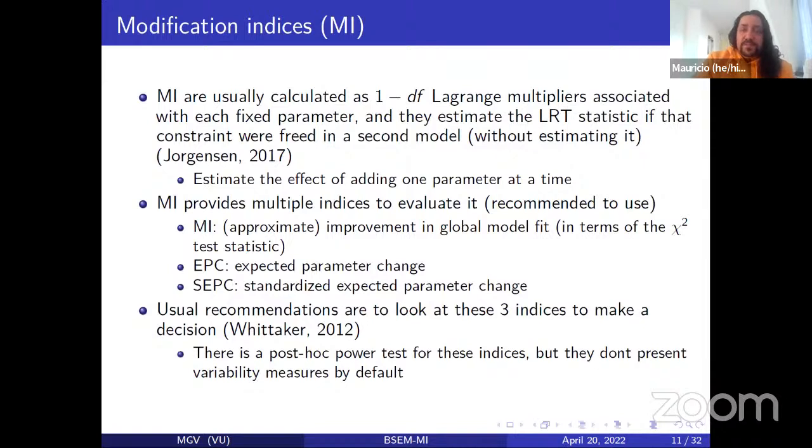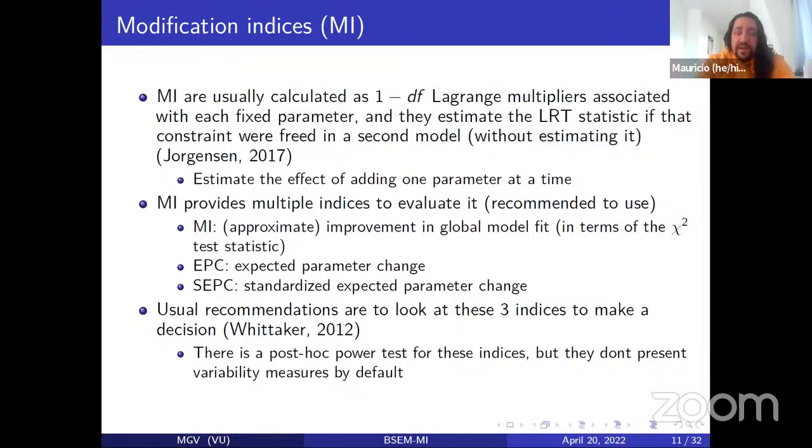Now, modification indices are considered a 1 degree of freedom Lagrange multiplier associated with the overall model, approximating what would be a likelihood ratio test between the estimated model and a model with that single parameter added into it. So this is estimating the possible improvement in fit from adding one parameter to the overall model. This gives us multiple metrics on how to evaluate the addition of each parameter.